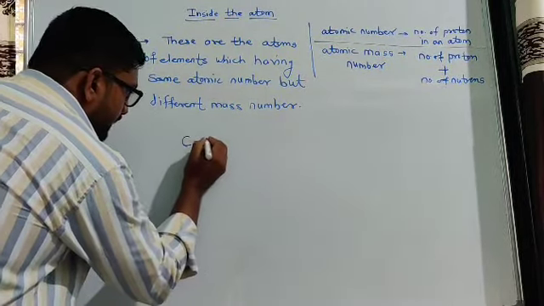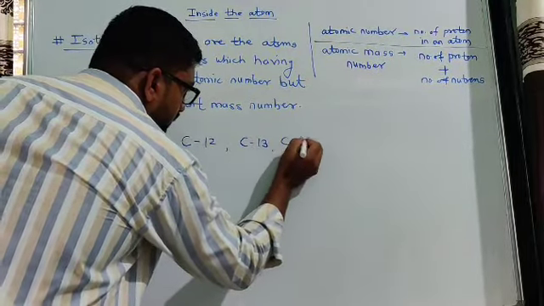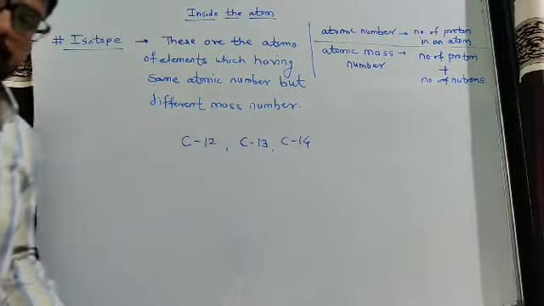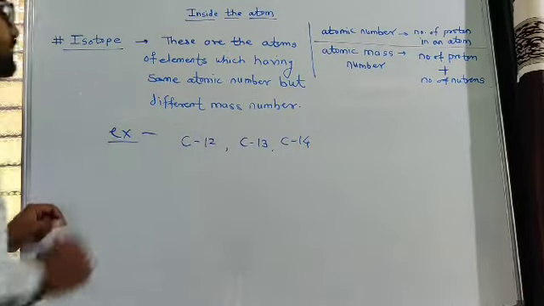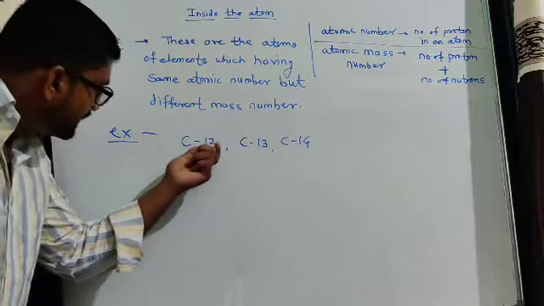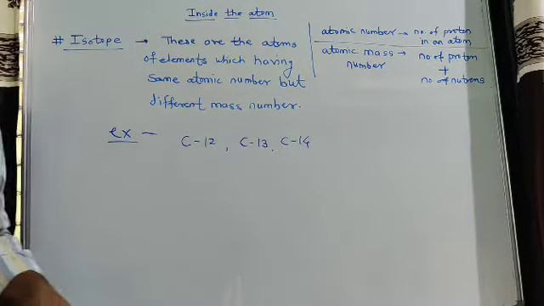Carbon: C12, C13, C14. Look, all are carbon atoms. Okay, all three are carbon atoms, but their mass numbers are different. The first has mass number 12, the second has 13, and the third has 14.